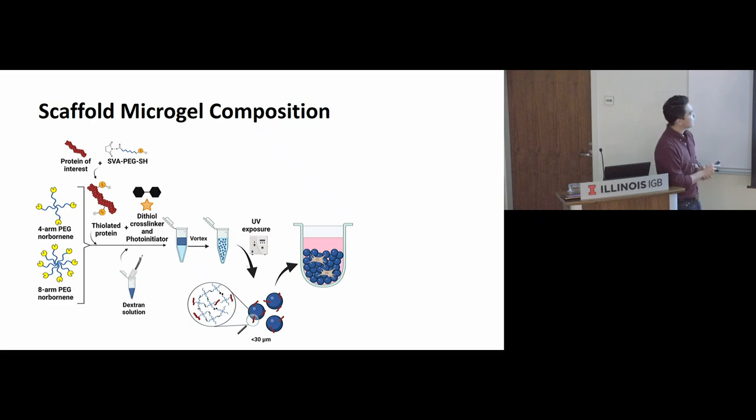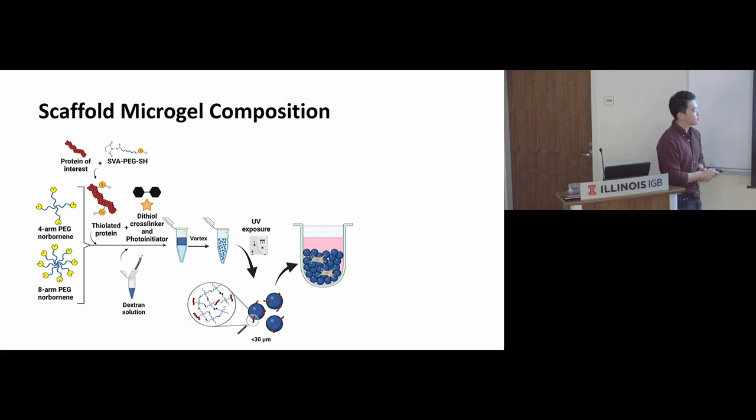Then you mix this thiolated protein with dithiol crosslinkers and photoinitiator with the norbornenes. The norbornenes, as I mentioned, react with thiols very orthogonally, so you'll have a one-to-one reaction there. And this is radical induced, so you do the same vortex, get your droplets, and UV expose. And then the dithiol crosslinkers will bring these monomers of PEG together, and you'll also have some of the proteins covalently linked to the microgel.